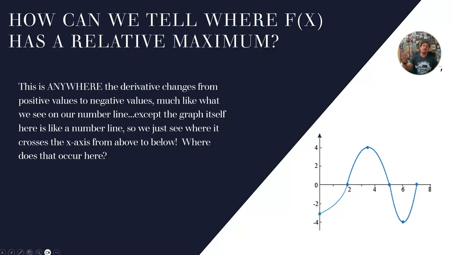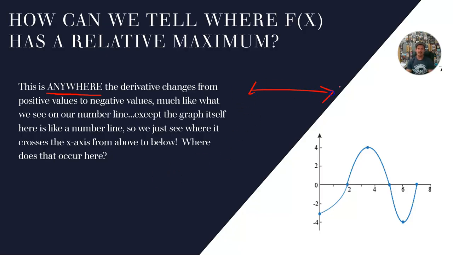So we can determine from the derivative where a function is increasing, where it's decreasing. Now let's talk about how I can determine where a function has a relative maximum. Reminder, again from the beginning of this unit, I can find a relative maximum of a function wherever the derivative changes from positive values to negative values.